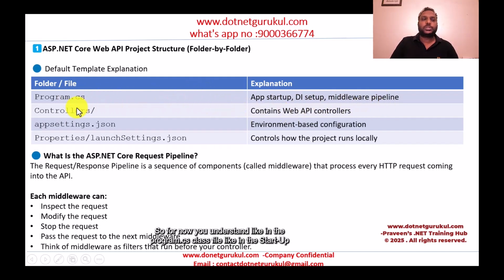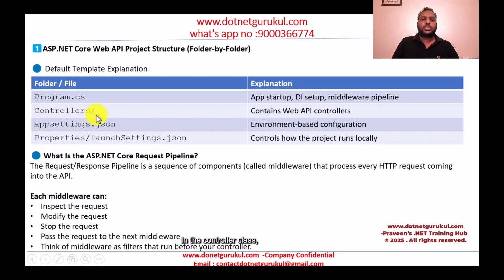For now, understand that the Program.cs class file is like the startup class file. Your dependencies, your interfaces, your dependency injection, all the interfaces I'm going to register in the Program.cs class file. Your middlewares, everything like that, whether it could be JWT token or OAuth, all these registrations will go in the Program.cs class file.